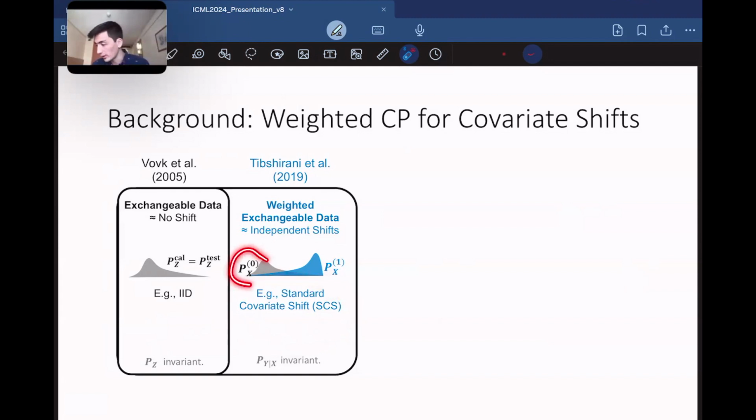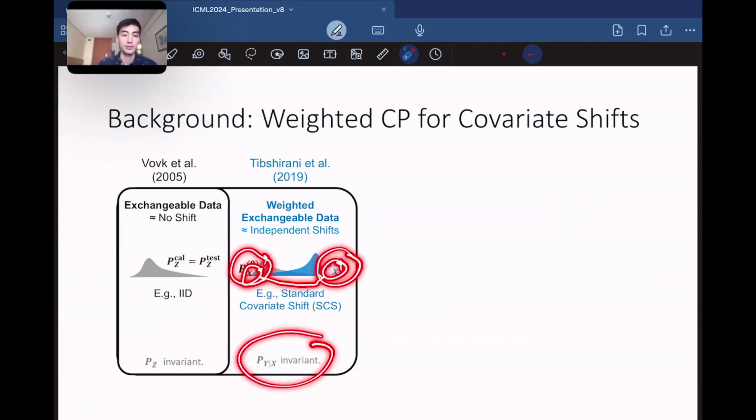This is where the input distribution of the x's might change from training data relative to test data, but we assume that the y given x distribution, the relationship between the output and the input, remains the same.